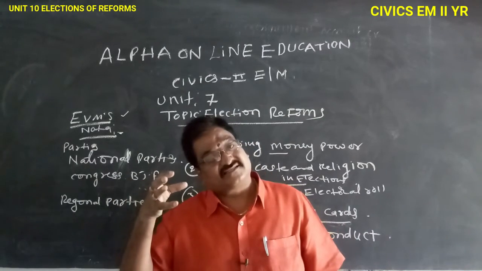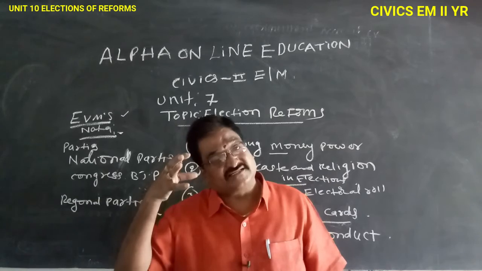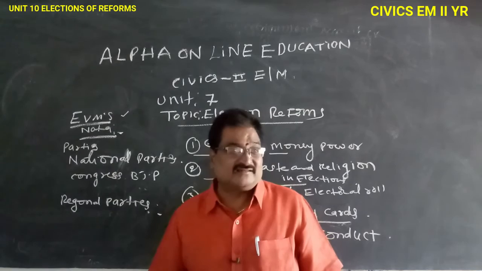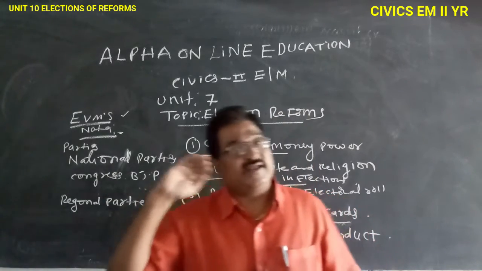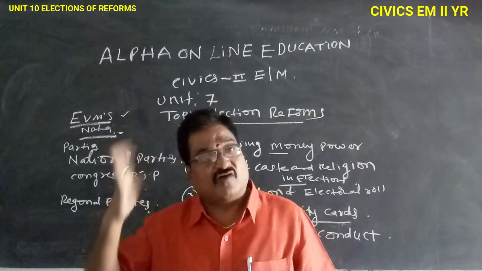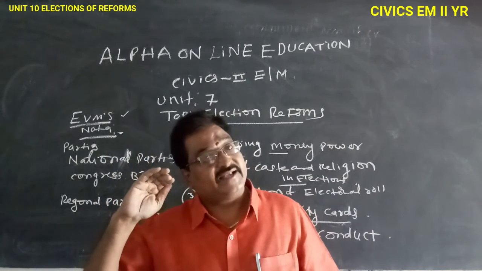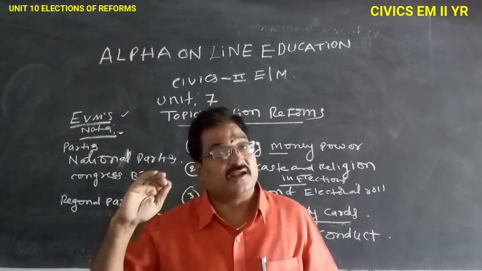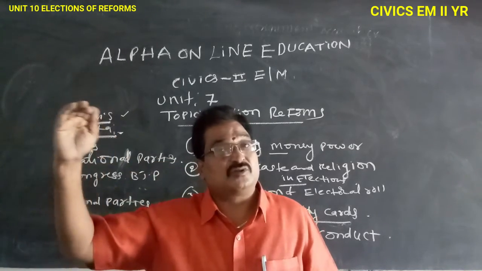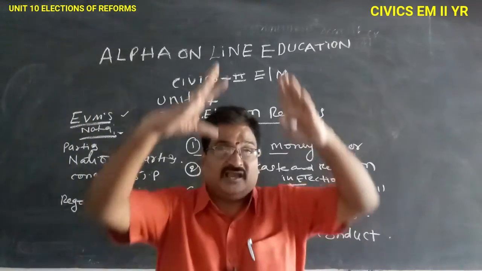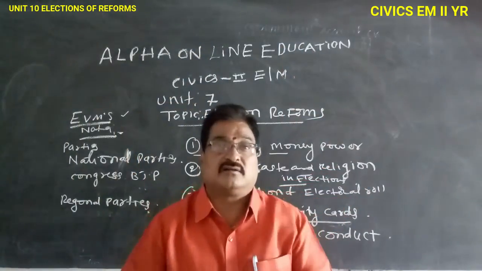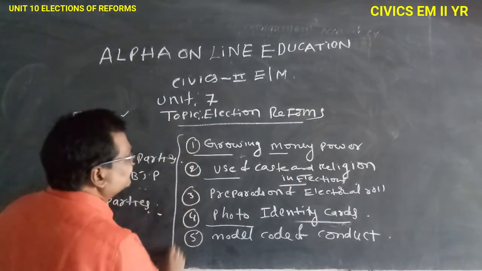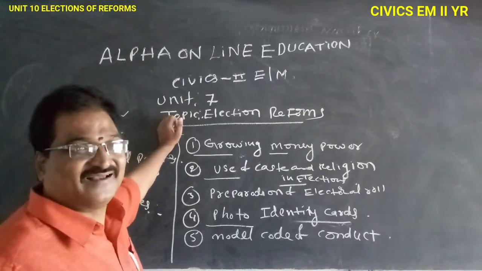So before 6 months, actually when the notification is released, at the time the code of conduct is implemented, the ruling party does not inaugurate anyone. The ruling party does not take up development activities for the people at the time of the code. So these are all the code of conduct before election. Okay. So these are all the reforms of the Election Commission.